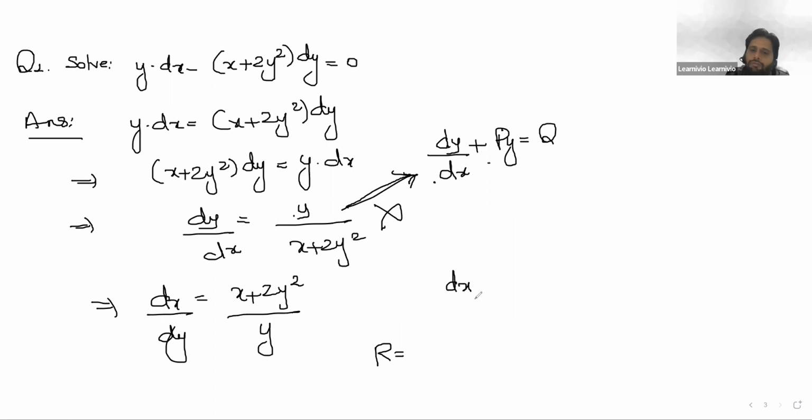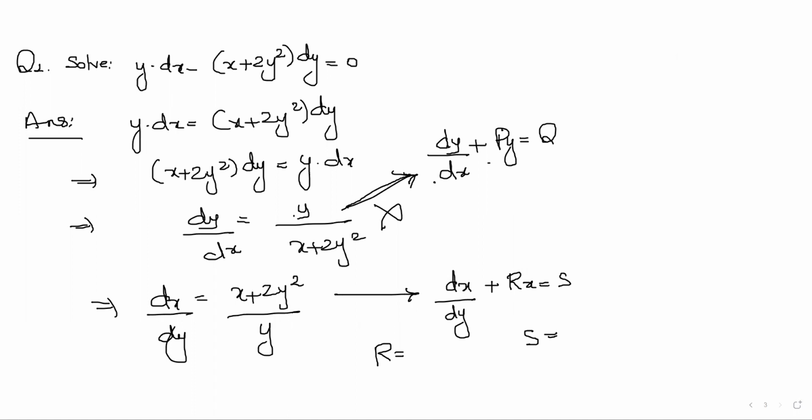What is standard form? dx by dy plus rx is equal to s. Change this into this form. Tell me what is the value of r and s. Then you can start solving the question.